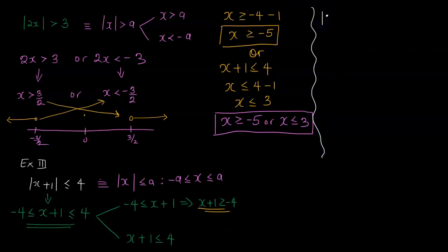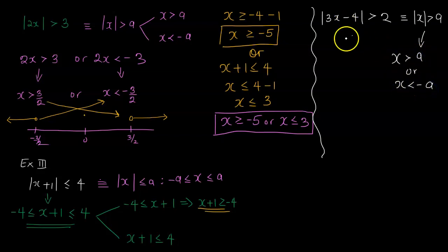Let's take a final one. If the absolute value of 3x minus 4 is greater than 2, then by definition, we are going to have to compare this with absolute value of x greater than a. And if the absolute value of x is greater than a, the meaning is that x is going to be greater than a, or x is going to be less than negative a. Thus, we are going to treat what's within the two lines as a single item.